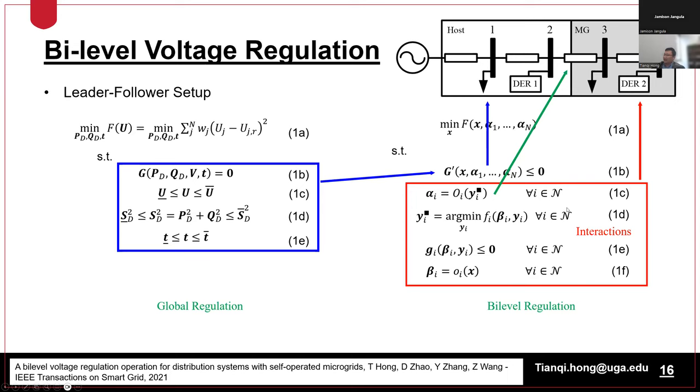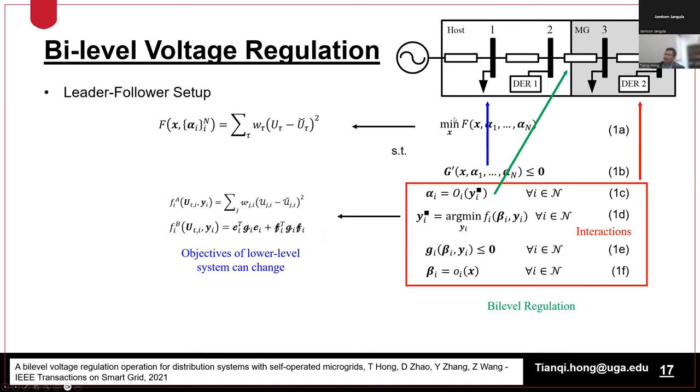And as I mentioned before, different systems can have different objectives. Since we are talking about voltage regulation here, the host system objective is always set to minimize the voltage deviation within the host system. However, the local system can have two different kinds of objective functions. The first one is still to minimize the voltage deviation within the microgrid. The second one is to do loss minimization.